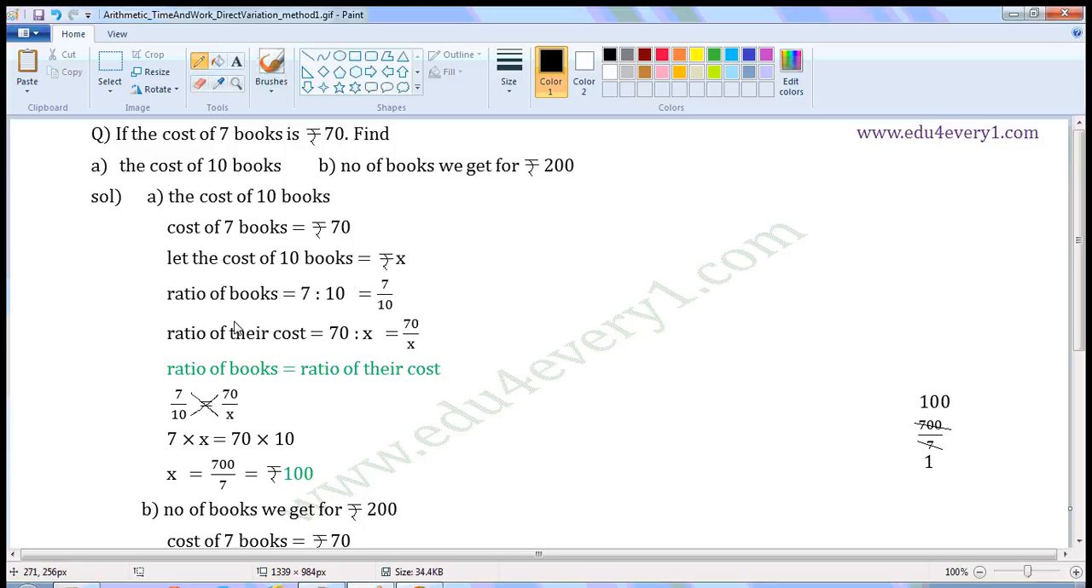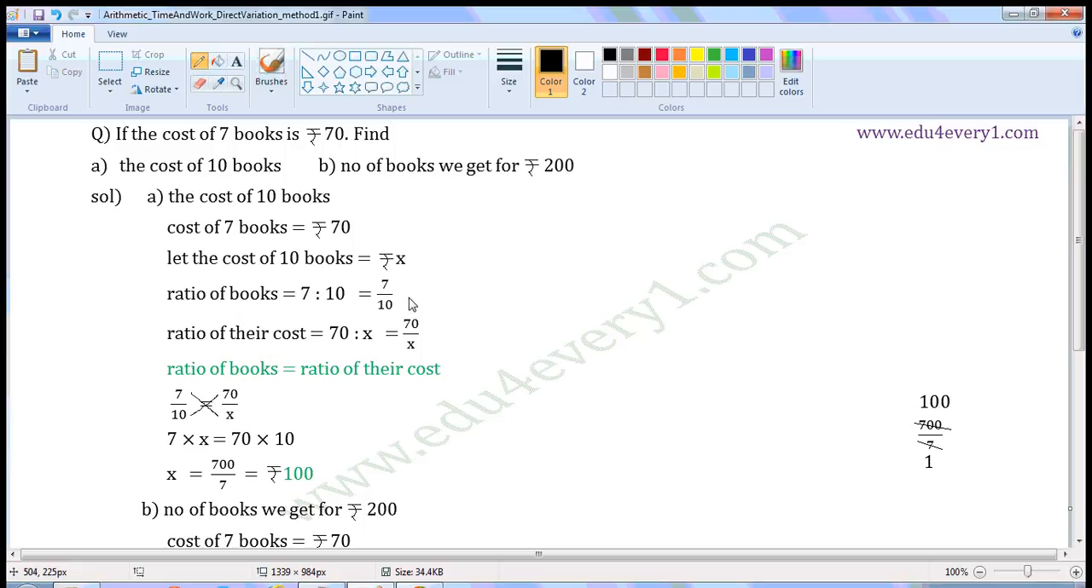Now, ratio of books is equal to 7:10, or we can write it as 7/10. Ratio of their cost is equal to 70:X, or we can write it as 70/X. Number of books and their cost are in direct proportion. That is, if the number of books increases, then the cost will increase. If the number of books decreases, then the cost will decrease. As they are in direct proportion, ratio of books is equal to ratio of their cost.